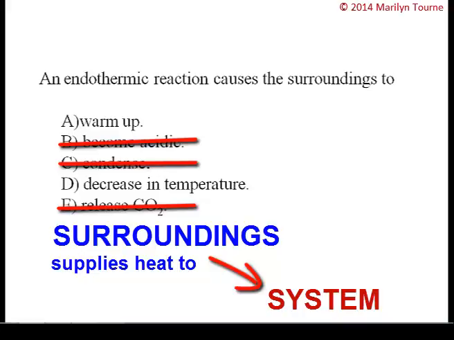So therefore, if you're supplying energy to the system, then the surroundings must get cold. If you're making the system hotter, right? If you're putting heat into the system, then the surroundings must be releasing heat. So it must be getting colder. So it must be D. An endothermic reaction causes the surroundings to decrease in temperature because the system is absorbing heat. So it's rising in temperature, therefore the surroundings must decrease in temperature. Remember, energy is neither created nor destroyed. So if one part takes up energy, then the other part must release that energy.